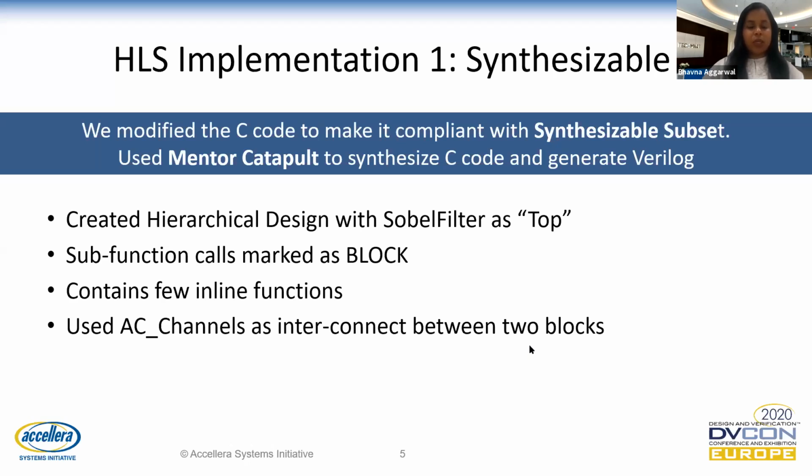The software design was converted to a hierarchical design with the SOBEL filter function call as the top module. Function calls inside the top operator were marked as blocks, adding to the hierarchy of the design as submodules. The hierarchical design may contain a few inline functions as well, if required. The hierarchical functions communicate through multiple channels known as AC channels in Mentor's defined synthesizable library.